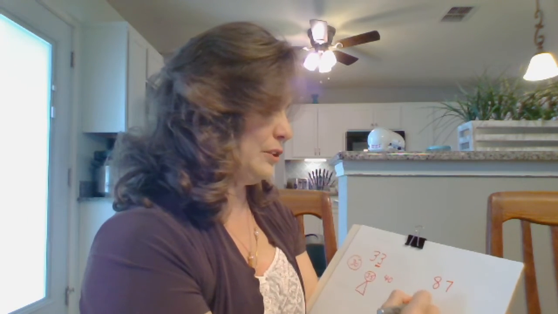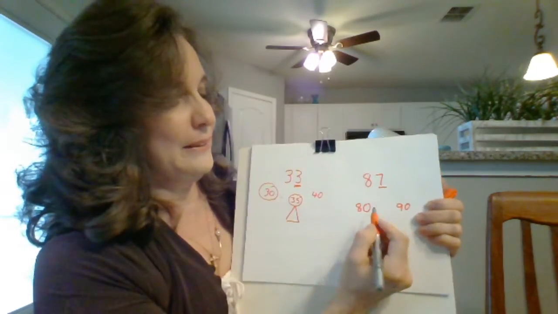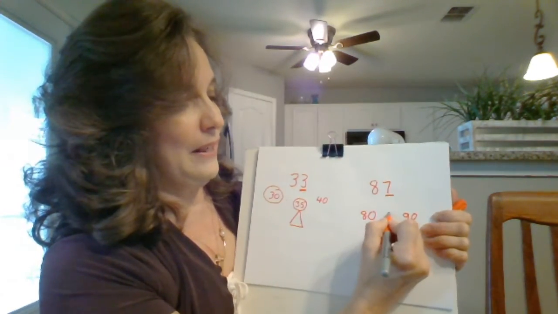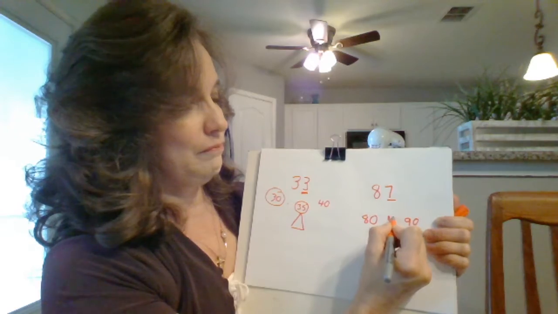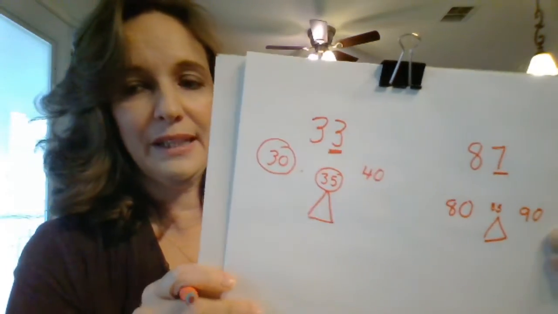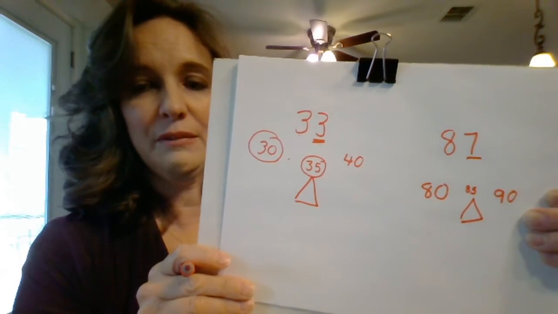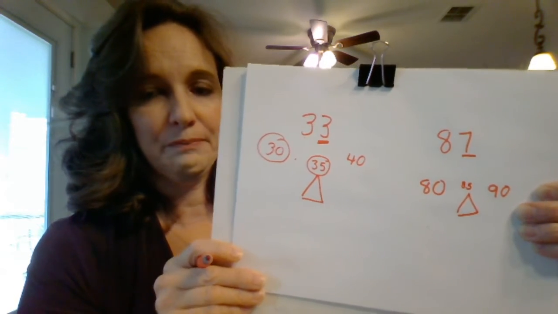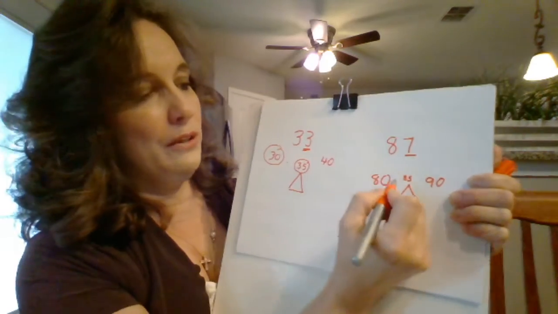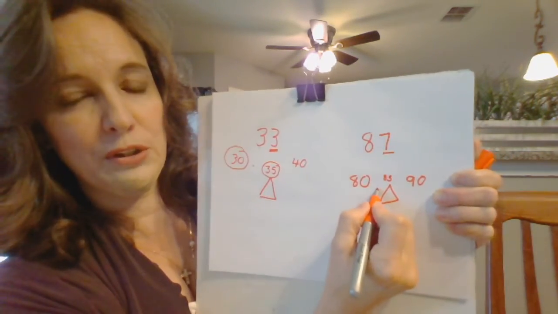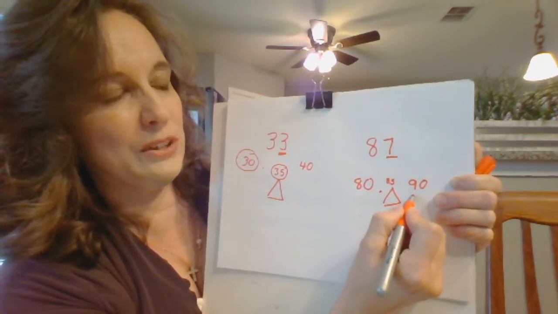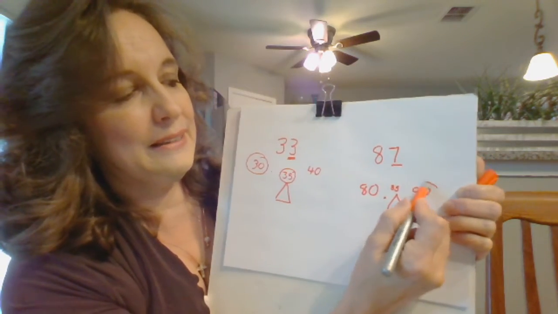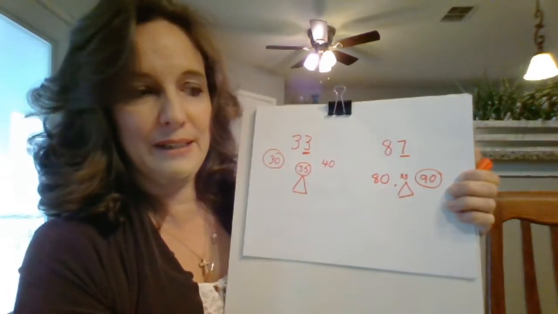Okay? And the next one we have is 87. Is 87 closer to 80 or closer to 90? We've got to look at the ones place. And the tipping point is 85. So is 87 past 85 or before 85? If it comes before, we're going to go to 80. But if it goes past, we're going to tip over to 90. And 87 is past it, so we have 90. That's how you round to the nearest 10.